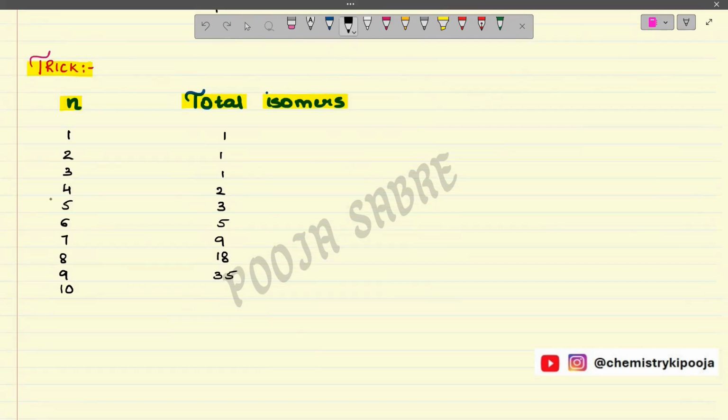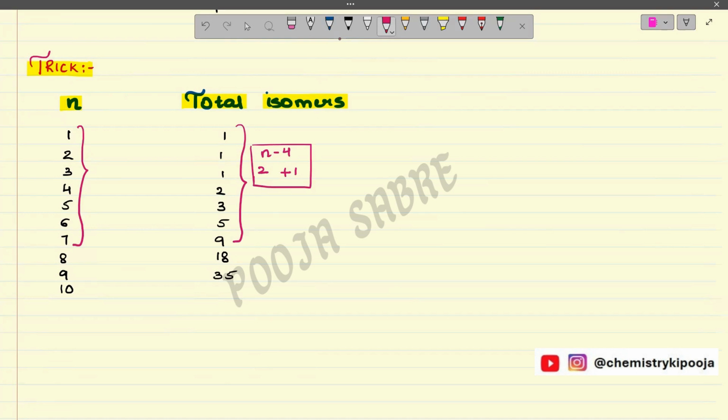Now, quickly, we will have a look at the value of n as well as the total isomers. Over here, up to 7, we are going to use the same formula as I said. The formula is 2 raised to n minus 4 plus 1. Let us take one more.